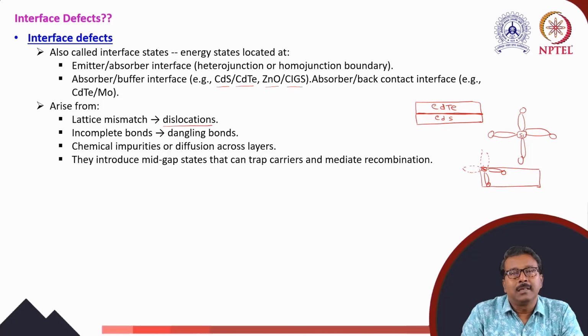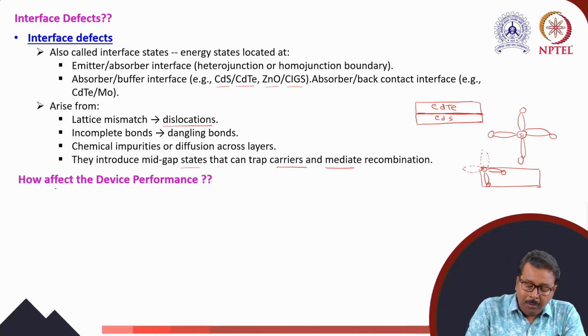So in that case these phosphorus atoms may behave as an impurity. This may also create energy states which are not within the conduction band or the valence band of the original atomic structure or host atoms. That's why this may also create some states at the interface. And they mainly introduce mid-gap states that can trap the carriers and mediate the recombination process, that is the Shockley-Read recombination mechanism, you know. So these are the different mechanisms of the arising of interface states.